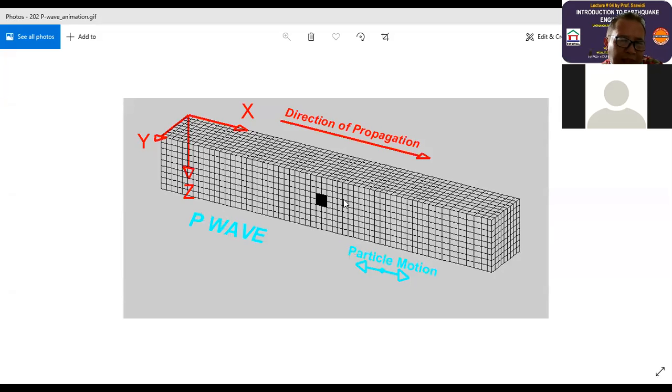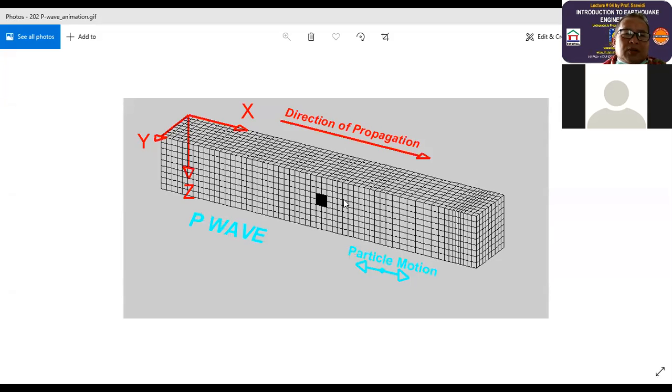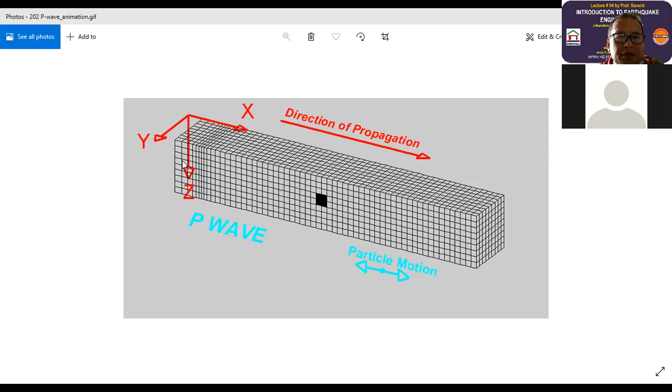So when there is an earthquake, the P wave works like this. This is the mechanism of the P waves. You can see it goes back and forth, very straightforward moving. This is actually very fast.